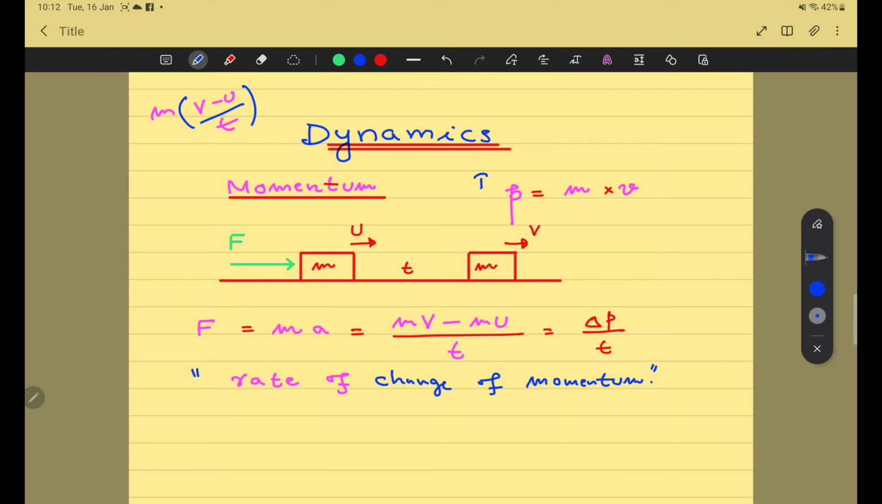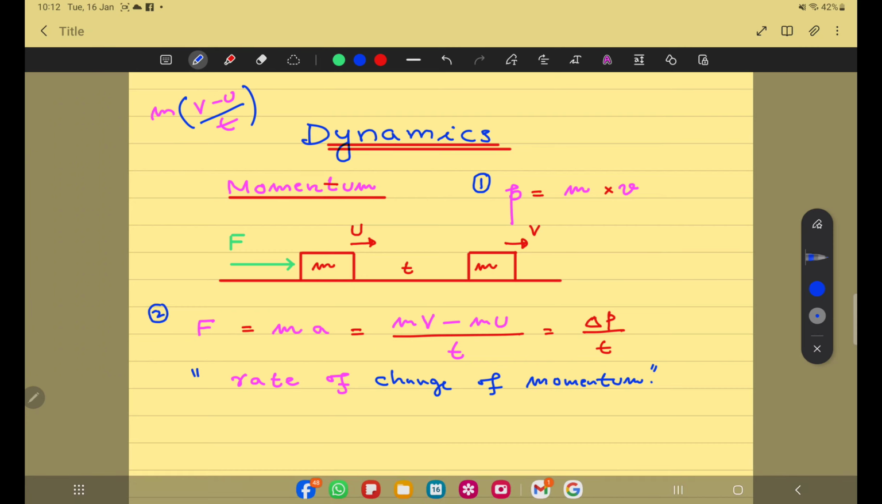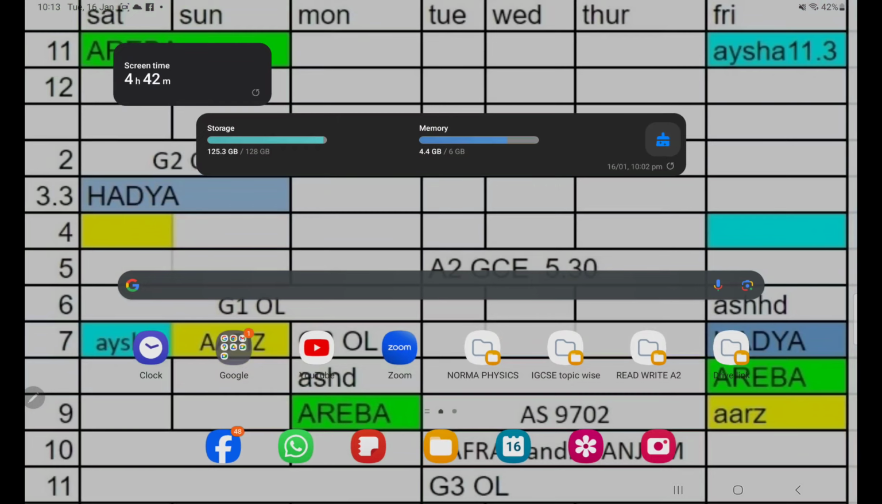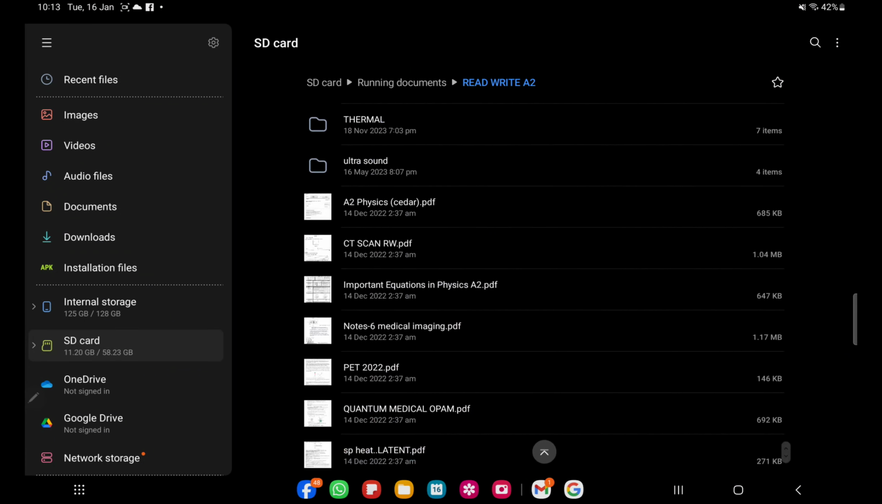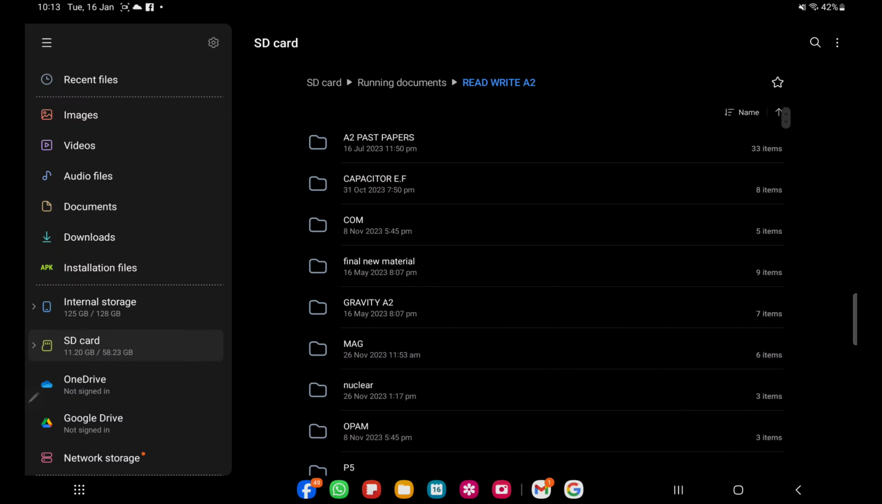So first thing, momentum is the product of mass into velocity. Second thing, force is the rate of change of momentum. If you just memorize these two basic formulas, then we can solve a few questions from the Read and Write book. Let's start past paper questions, and the questions will be very difficult calculation wise.